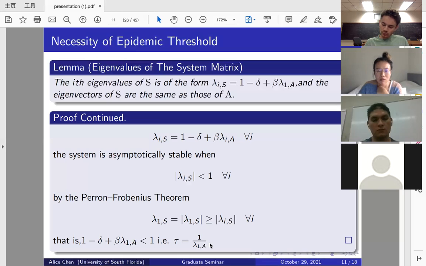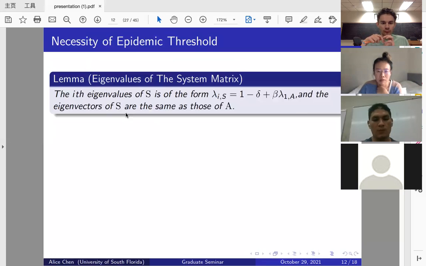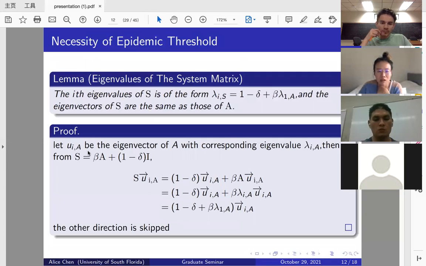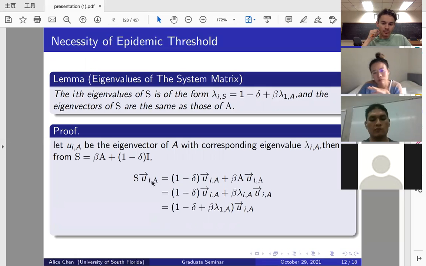epidemic threshold. I want to prove this lemma real quick. So why do the eigenvalues of S have this form? It's pretty easy. We just denote the eigenvectors of A as u_i with corresponding eigenvalues, and then we have this scheme. We operate with u_i on both sides. From the first equation to the second, we use the definition of the eigenvalues, and then we simply connect some terms, and we get the last equation.